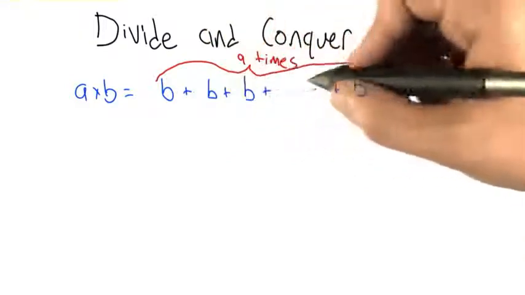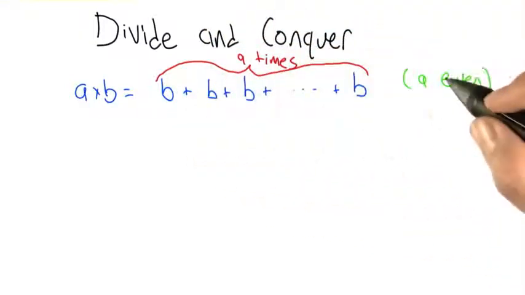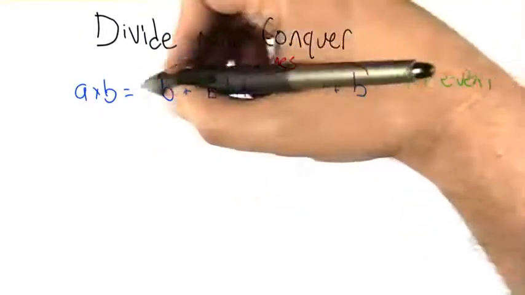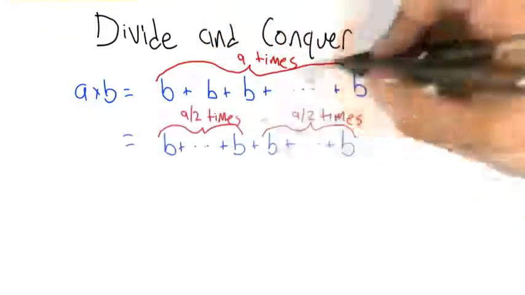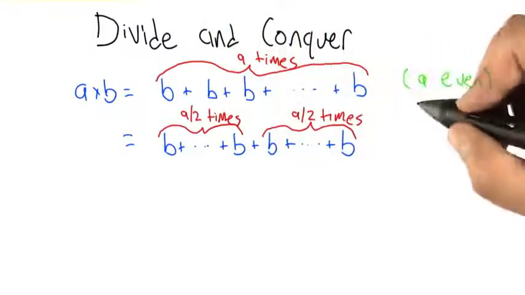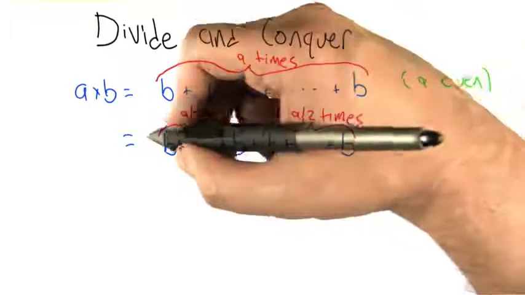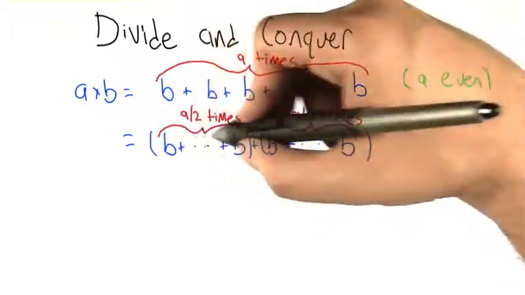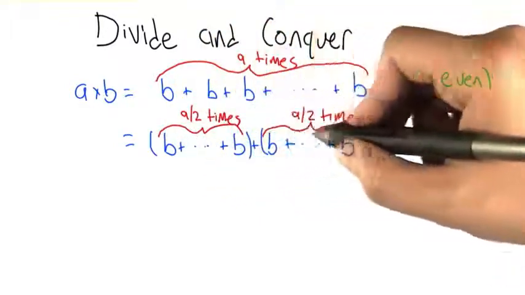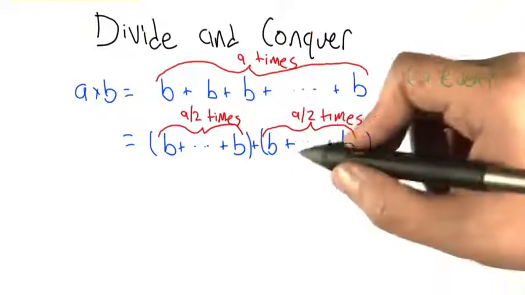It is repeated addition. A times b, and let's focus for the moment on the case where a is even, can be written as b plus b plus b plus b repeated a times. We're considering the case where a is even here. We can regroup things as two sums, b added to itself a over 2 times, and then b added to itself a over 2 times again, and those two things added together.